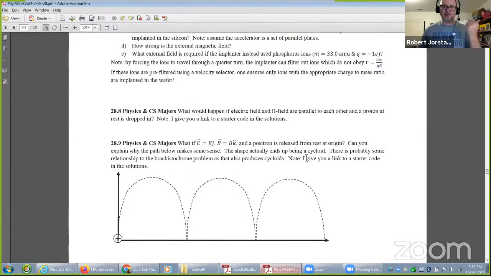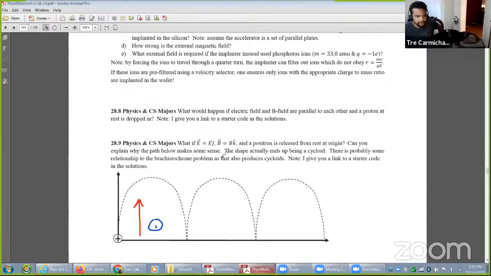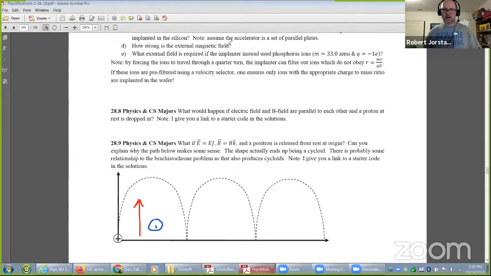I don't know if you remember the brachistochrone problem from Physics 161. I vaguely recall this shape ends up producing brachistochrones. And this is a really weird one. If you have an electric field this way and a B field this way, and it starts from rest, think about it. If it starts from rest, what is the initial magnetic force? Zero, because there's a QVB. So there would be no magnetic force, and the thing would move straight up. So initially, this thing should shoot straight up.